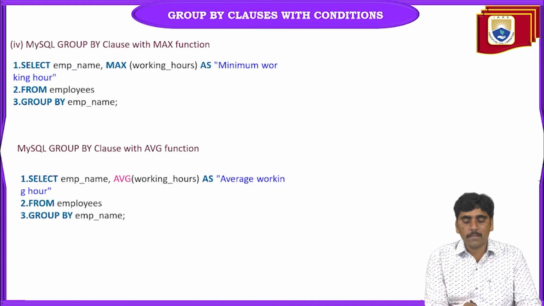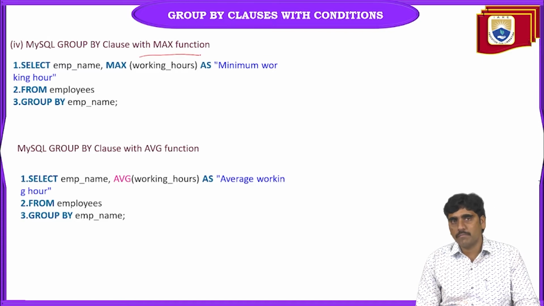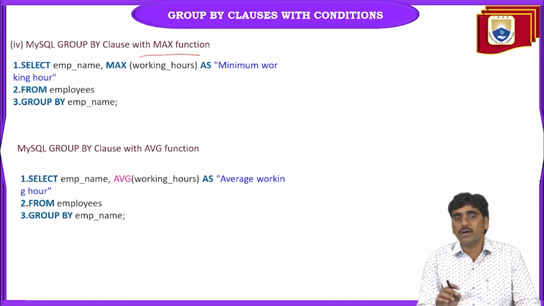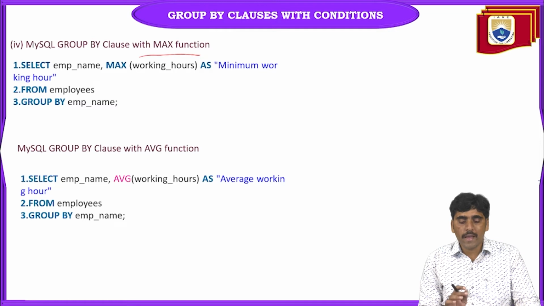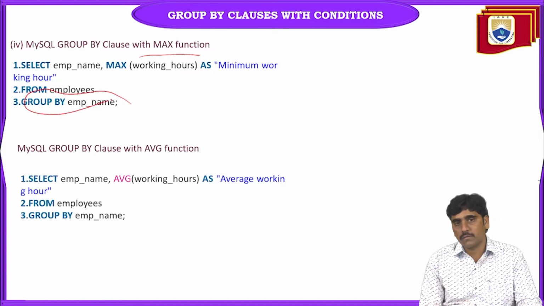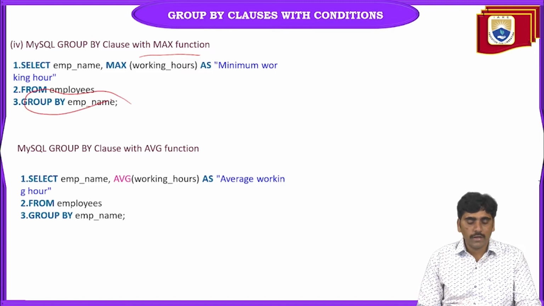And the next one is the MAX function. It displays the maximum value of all the records from the table. So minimum takes the minimum values from the records, and maximum takes the maximum values from the records, by grouping itself.